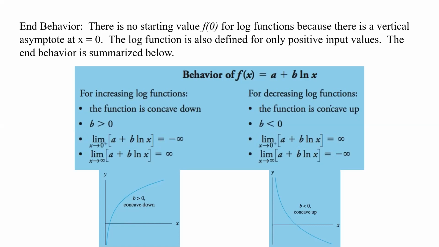Now, the decreasing log functions, what happens there? Well, the function is decreasing as we increase x. And as we do that, b has to be less than 0, and therefore it makes it concave up.